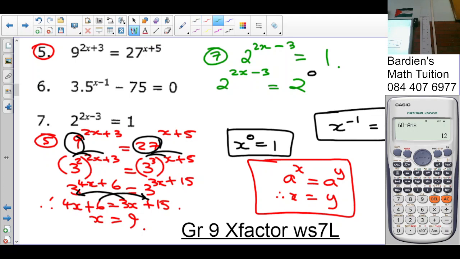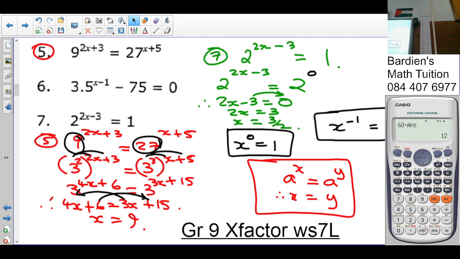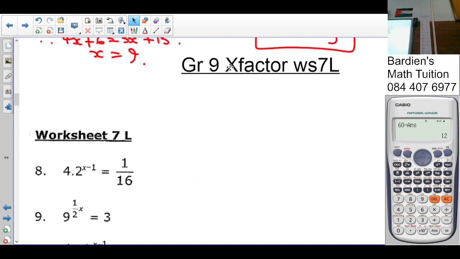So what can we say? Therefore, 2x minus 3 is equal to 0. Isolate the x, so 2x is equal to 3. Divided by 2, x equals 3 over 2. Nothing scary about that.